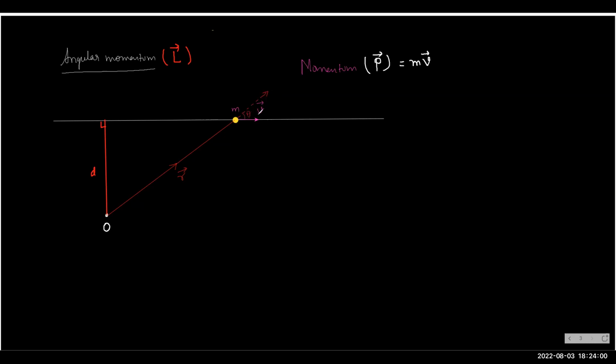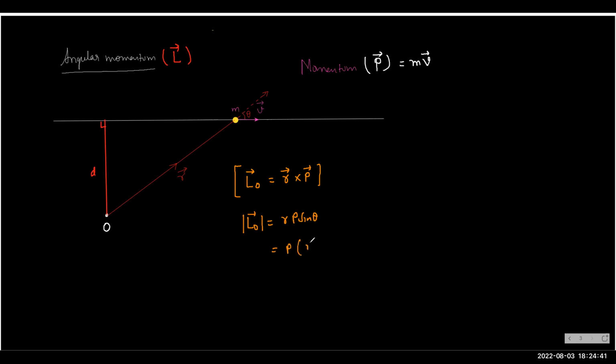If I call the angle between velocity vector and the r vector as theta, then the definition of angular momentum of this particle with respect to O is given by r cross p vector. This is how we write the angular momentum of a particle. This is the formula, r cross p. And again, what about the r cross p? If you take the modulus, it is r p sin theta, correct?